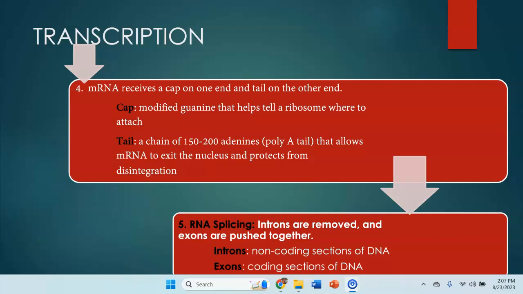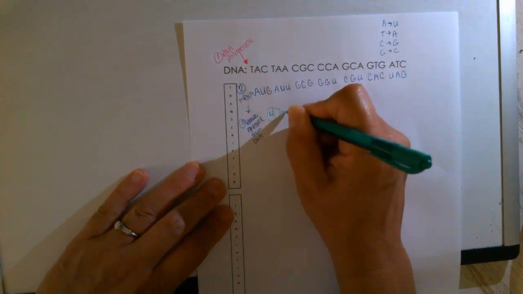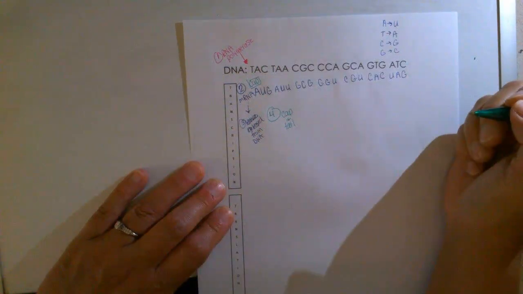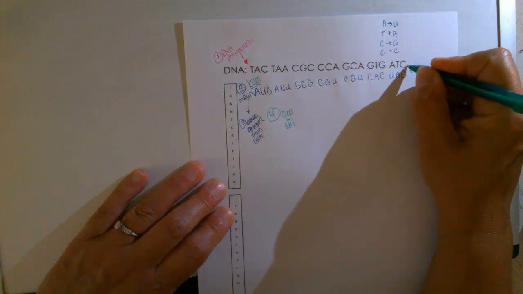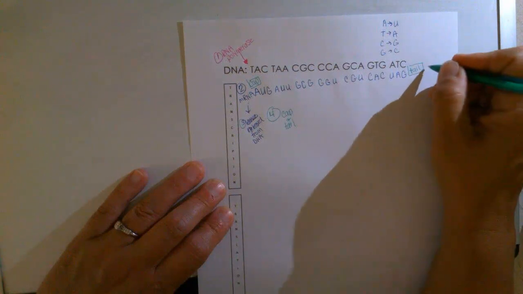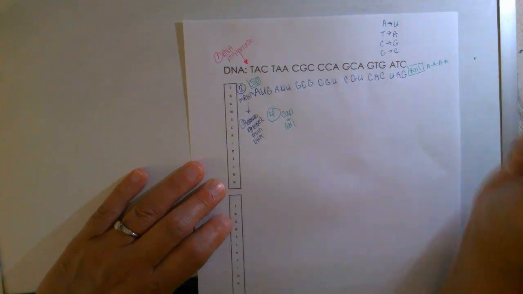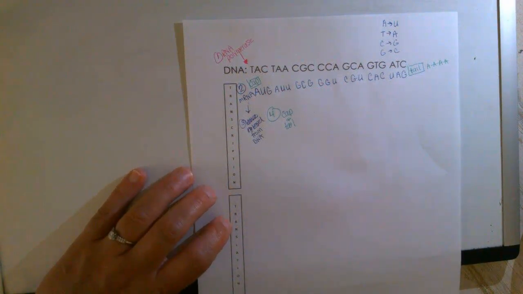So again, going back to your diagram, we can draw this in. So step 4 here is going to be the cap and the tail. So if we add this, put this cap right here, it's going to be right at the very front of that. And then we would add this tail right here. And remember that the tail would be 150 adenines all in a row, if that helps you remember that. So anywhere from 150 to 200 adenines.